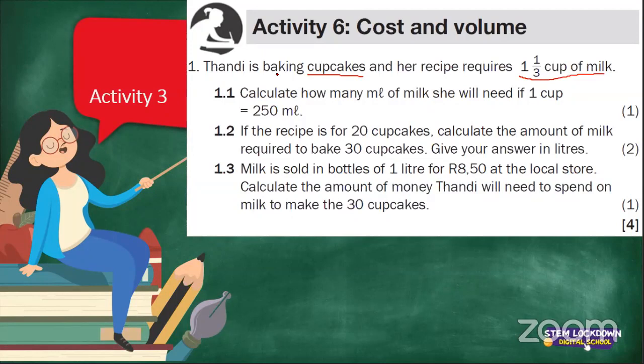Okay. Here, basically, this is a batch of cupcakes. We're not given how many there are, but for this recipe, I need a cup and a third of milk. It says, calculate how many mils of milk. So always underline what is required. She will need, if 1 cup is 250 mil, right? How many mils is 1⅓ cup equal to?